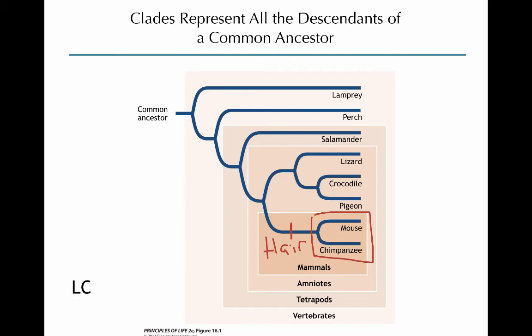Something else that both mice and chimpanzees have are four limbs. But so do all these other groups, the salamander, the lizard, the crocodile, and the pigeon. So that characteristic arose back here. So for the mouse and the chimpanzee, that four-limb characteristic is a shared ancestral character, or plesiomorphy.